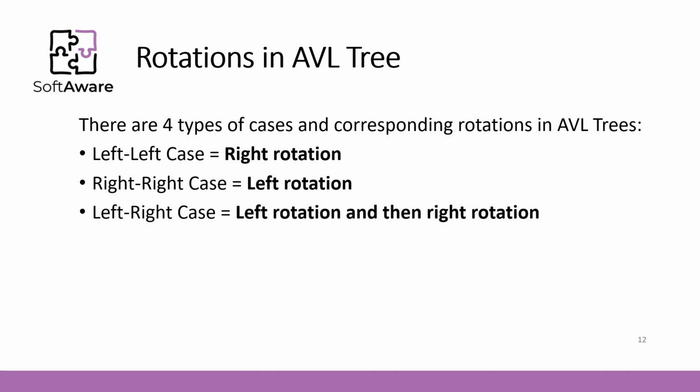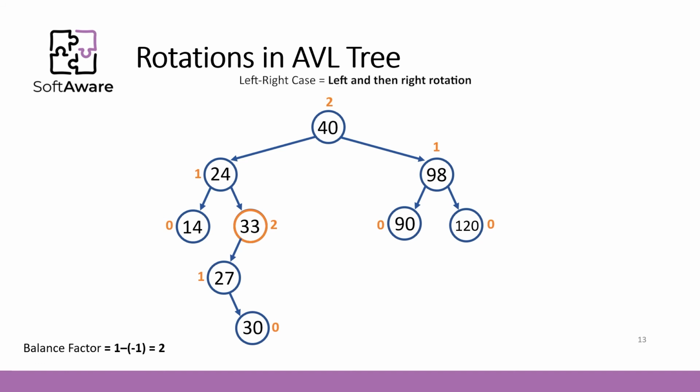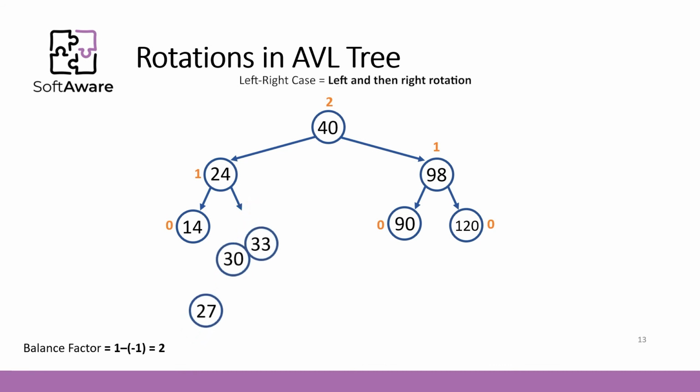In the left-right case, we first do left rotation and then right rotation. This time, let's assume we put hinge at the node with key value of 27. 27 will go down and 30 will go up. As you can see now, we have linear left-left case, where we need to make right rotation. Doing right rotation will give this final result and our AVL tree will be now balanced.